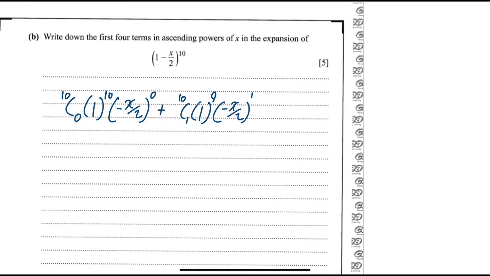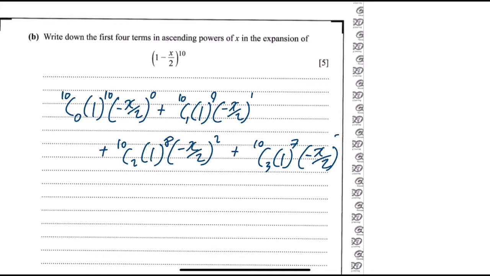Your next term is going to be 10C2 times 1 to the power of 8 times minus x over 2 squared. And your next one is going to be 10C3 times 1 to the power of 7 times minus x over 2 cubed. And then whatever that works out to be.